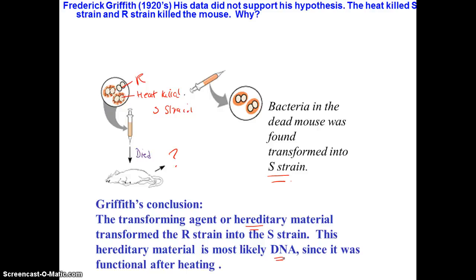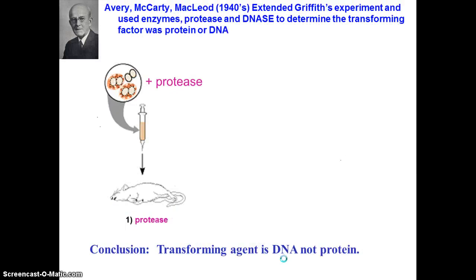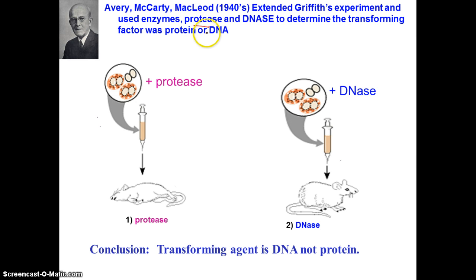So the next experiment was by Avery, McCarty, and MacLeod in the 1940s. They took Griffith's experiment and used enzymes. The two enzymes they used were protease, an enzyme that breaks apart protein, and DNase, an enzyme that breaks up DNA, to determine whether the transforming factor was protein or DNA.